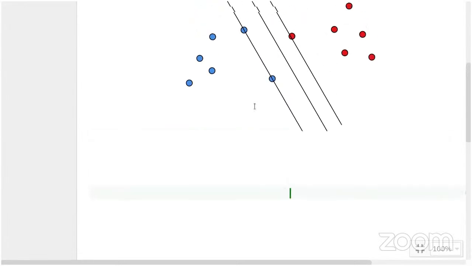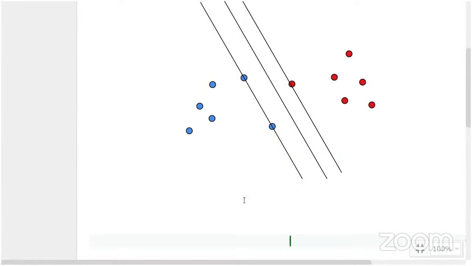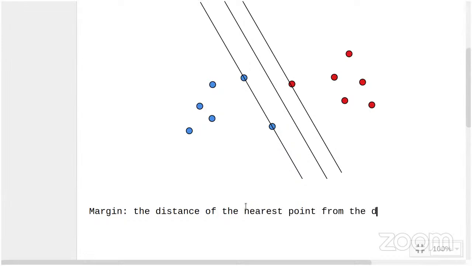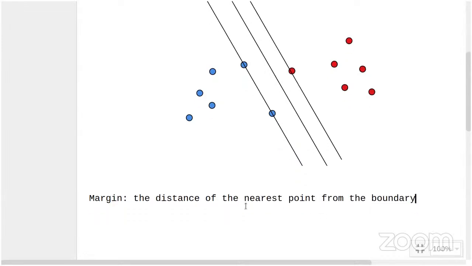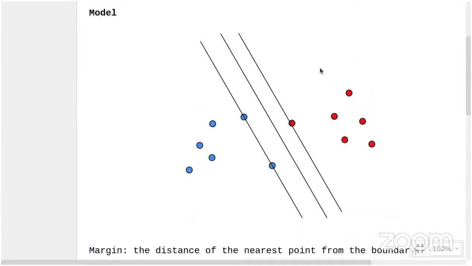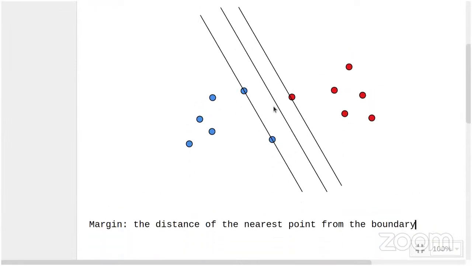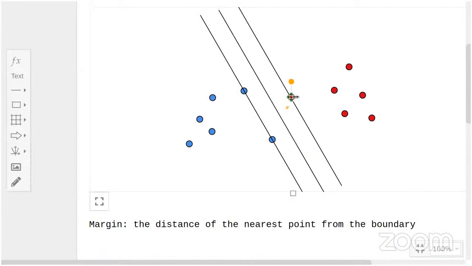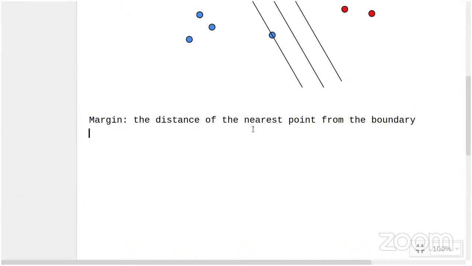The main part in SVM is that you have to maximize the margin, right? Margin is basically the distance of the nearest point from the boundary. There are several points in the data set, so you look at that point. Let's say in this case it's the red point, and these two blue points are closest to the boundary, and you want to maximize the margin. That's our goal.